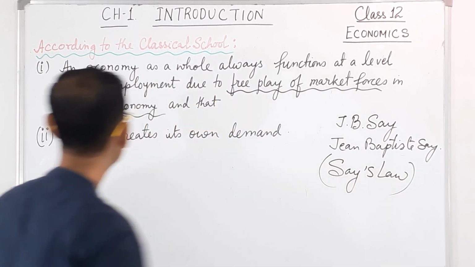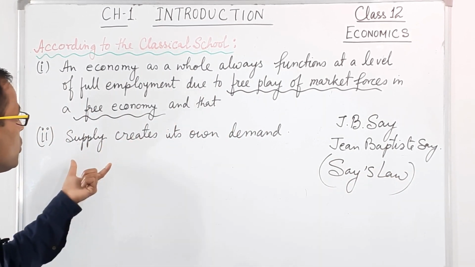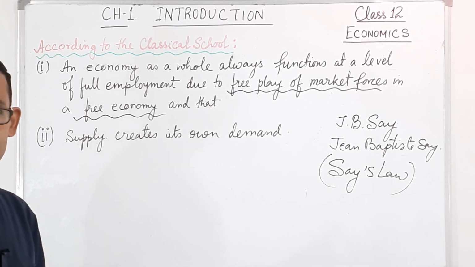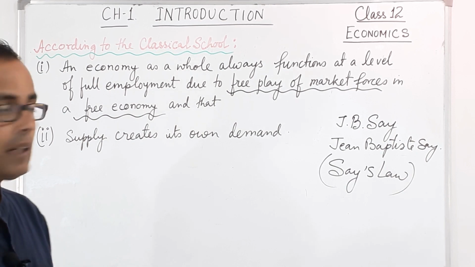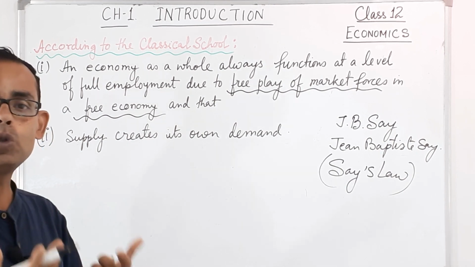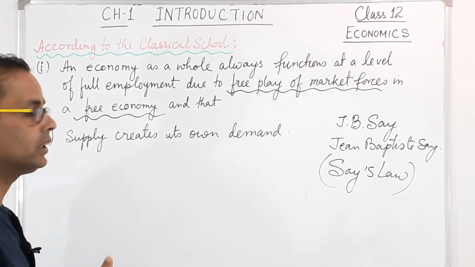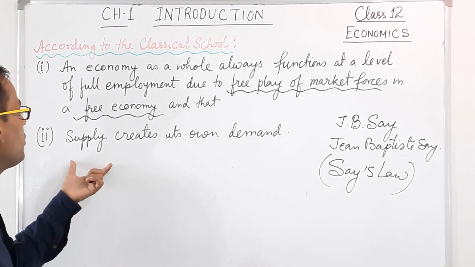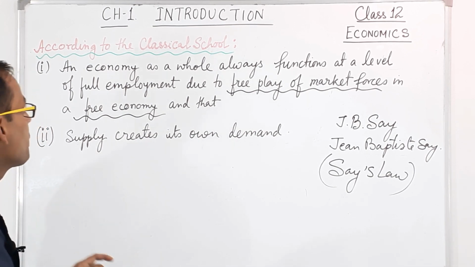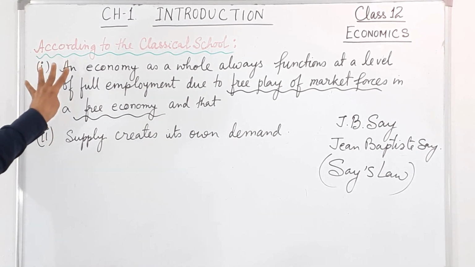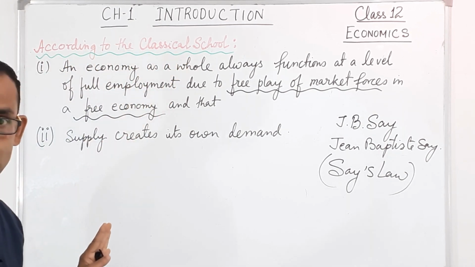Okay. So what it is telling, supply creates its own demand. That means whatever will be supplied in the market, all will be demanded. That means there will be no shortage, there will be no excess of production. Whatever is supplied in the market, all will be demanded. Clear? So this was the thought from the classical school. Clear up to this much?